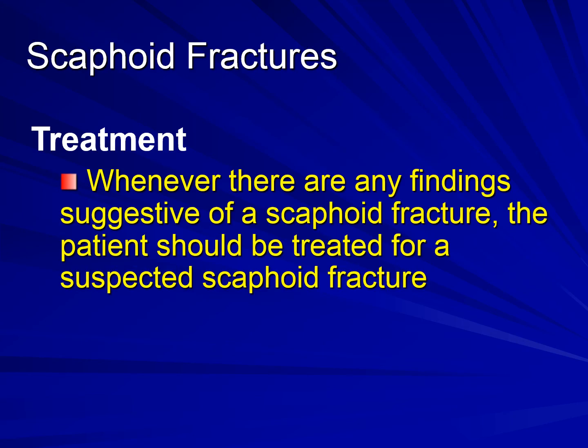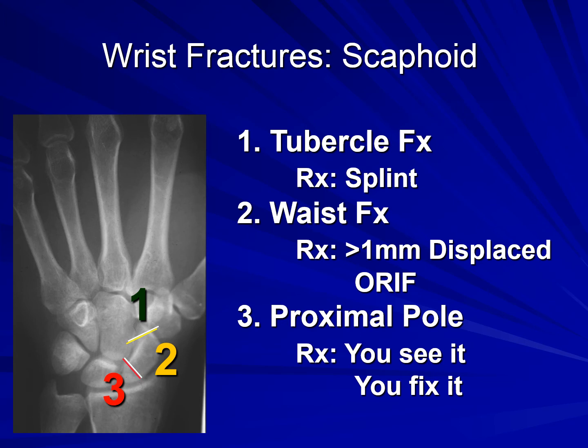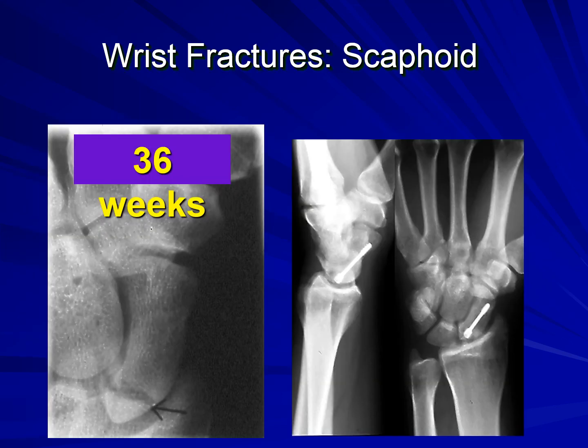Whenever there are any findings suggestive of the scaphoid fracture, the patient should be treated for suspected scaphoid fracture. The fracture of the distal pole of the scaphoid, in the tubercle zone, can be managed conservatively with splinting, but the fracture of the proximal pole is an absolute indication for fixation, while lastly a fracture at the waist, if it is unstable, if there is evidence of displacement, must be fixed. So fracture at the distal pole at the tubercle segments needs splinting. Fracture at the waist, if more than 1 mm displaced, needs open reduction and internal fixation, and fracture of the proximal pole, once you see it, you need to fix it.